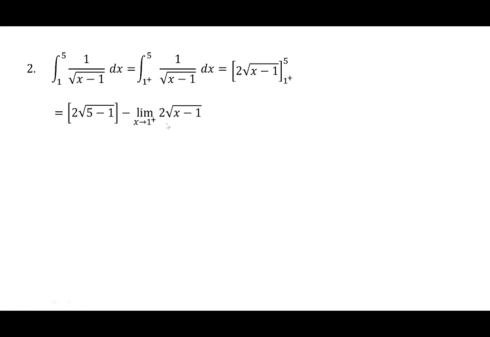X is approaching 1 plus, meaning pretty close to 1, but to the right of 1. Can you pick a number that is slightly to the right of 1? 1.01? Okay, 1.01 minus 1 is 0.01. Can you take the square root of 0.01? I don't know what exactly that equals, but, or do I? Isn't it 0.1? Yeah, it's 0.1. So square root of 0.01 is 0.1.